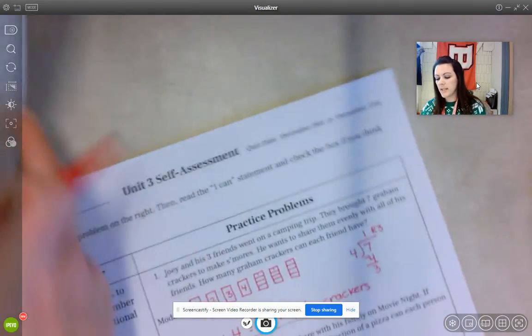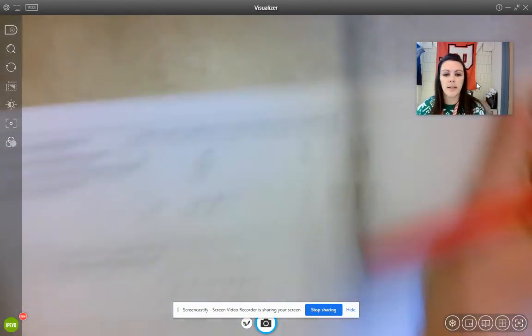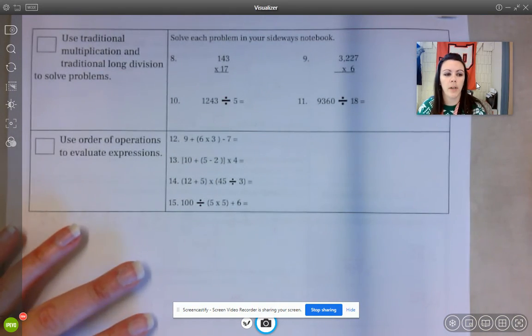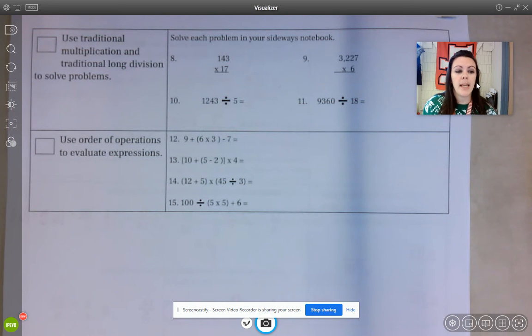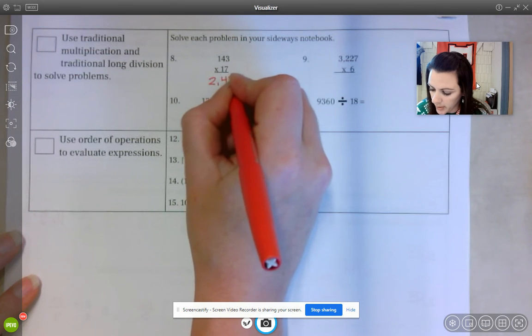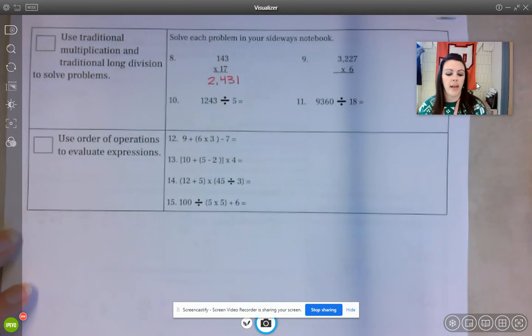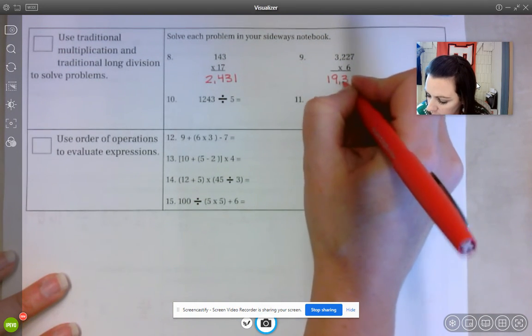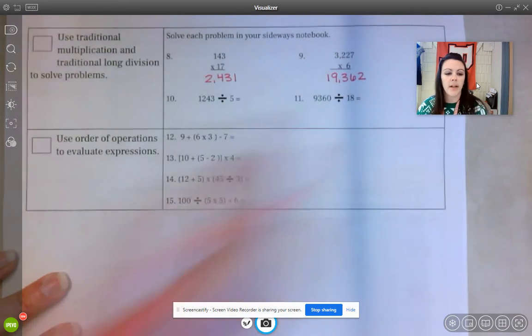All right, we're moving on to the very last page. A lot of this last page is review, stuff that we've been working on for a while, but was still pretty important in Unit 3. The first one, number 8, is a multiplication problem, and so is number 9. What did you get for problem number 8? Your answer should be 2,431. And how about number 9? Hopefully you got 19,362.